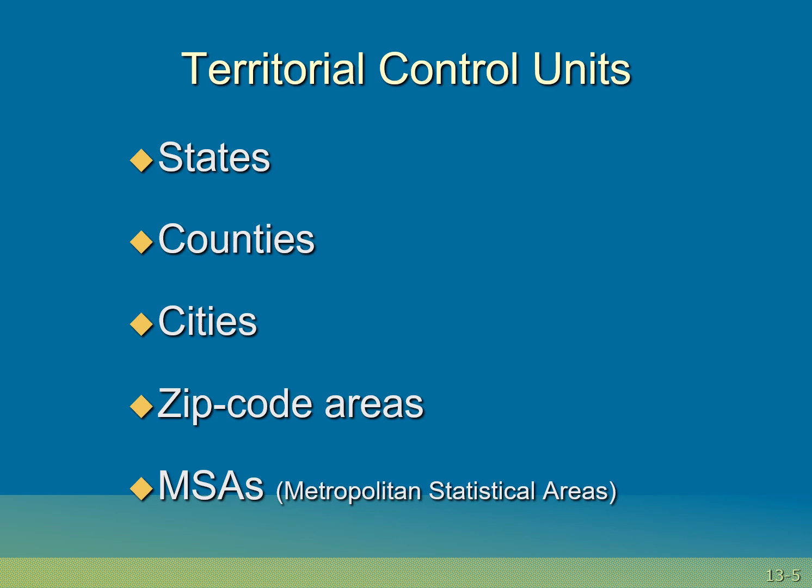Where I used to teach, at Drexel University in Philadelphia, the Philadelphia Metropolitan Statistical Area includes not just the city of Philadelphia, but also part of South Jersey, New Jersey, and part of Delaware. So it's a tri-state area. But from the federal government perspective, it's a Metropolitan Statistical Area. So these are the control units you can adopt.